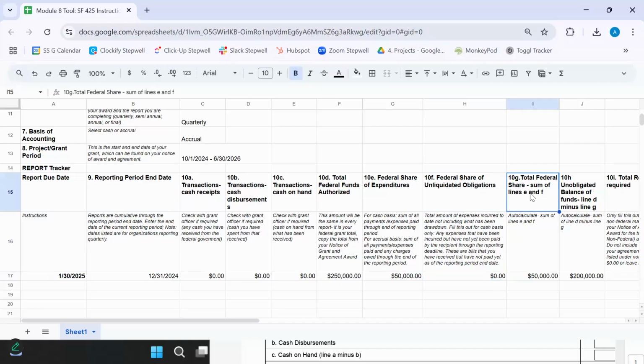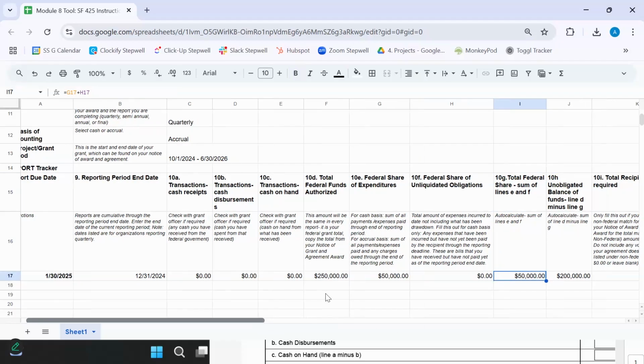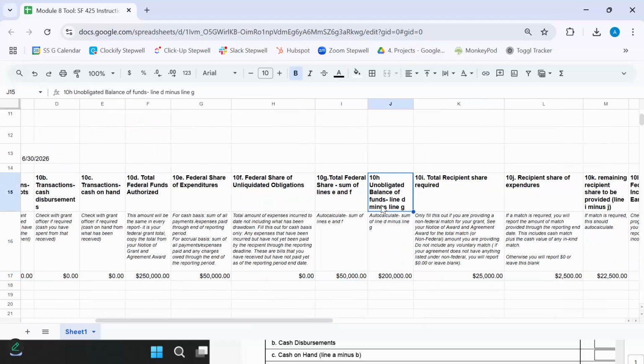10G is the total federal share. This is the sum of lines E and F. For our example, this is $50,000. Box 10H is the unobligated balance, which is box 10D, your total federal award, minus box 10G, the total amount of your federal award spent through the end of the reporting period. For our applicant, this is $250,000 minus $50,000, which equals $200,000.